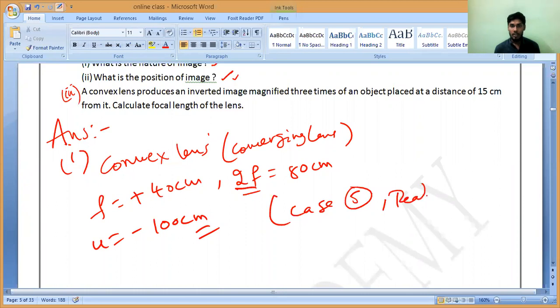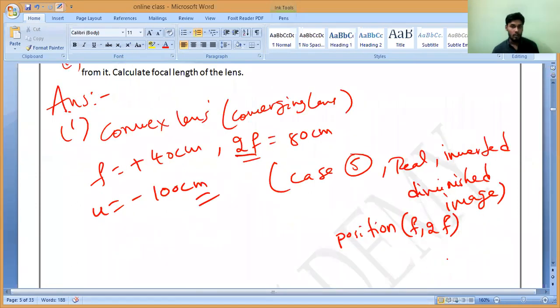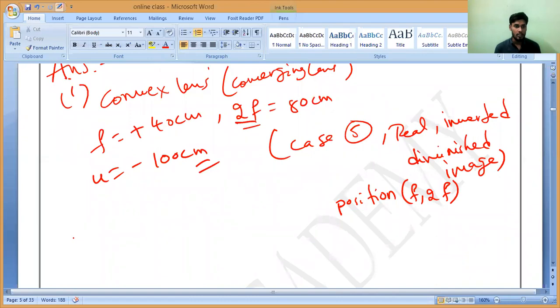Case 5 means what? Real, inverted and diminished. Diminished, is it yes or no? And where is the position? Formed between F and 2F. That's very good. That is the answer of the first question.